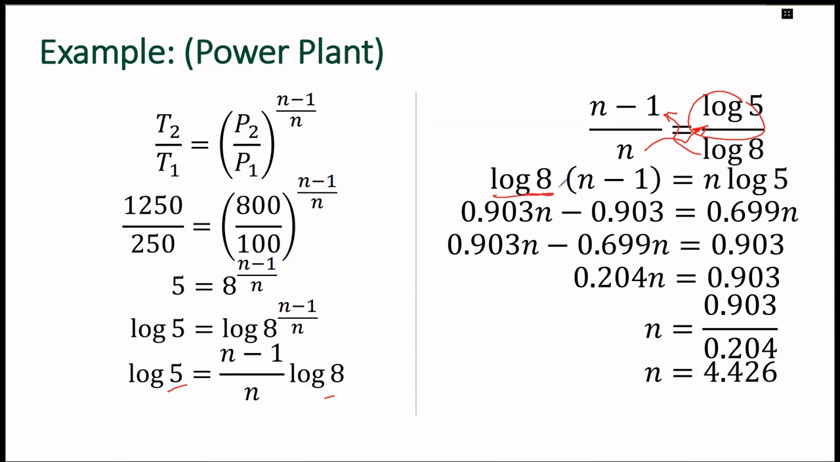So we get this value of the logarithm of 8: 0.9031 times n minus 1, so negative 0.903, is equal to 0.699n. Collect like terms. We subtract this one, we have 0.204n is equal to 0.903, and then we get n by dividing 0.903 by 0.204. We get n equal to 4.426.